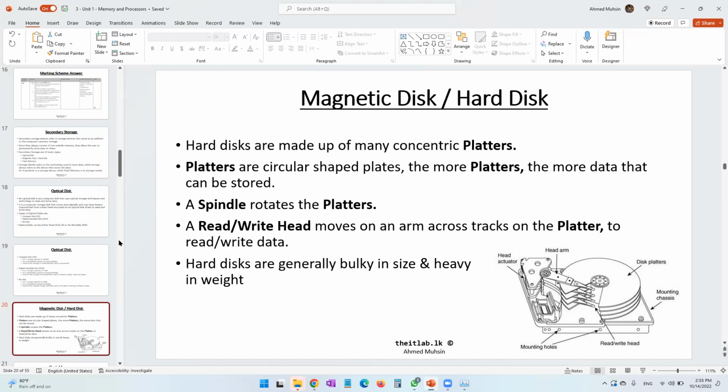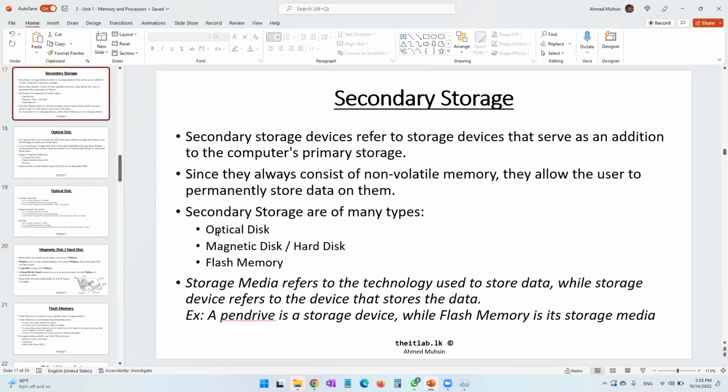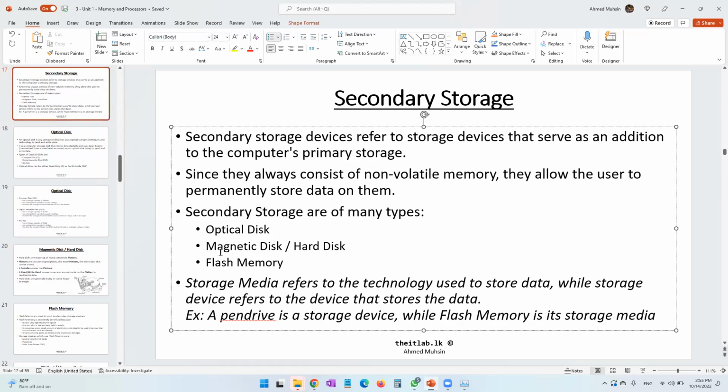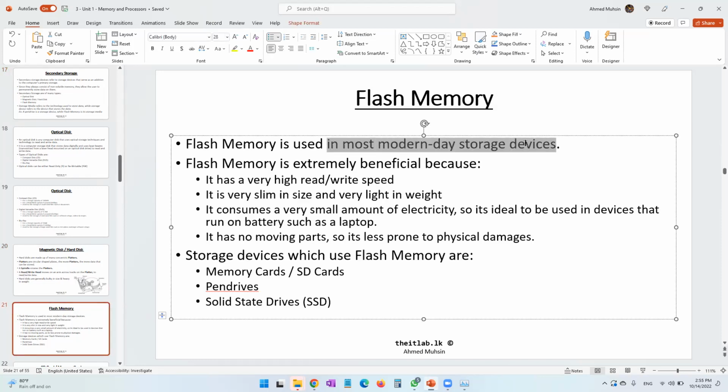Okay, right. Moving on to our next. So now we have completed optical, we have completed magnetic, and now we move on to our final one, which is flash memory. Flash memory is used in most modern day storage devices. Nowadays, most smartphones, most of the latest laptops, especially the MacBooks, and some of the all-in-one desktops are using flash memory, not hard disk, not magnetic disks. Why? I'm about to tell you.